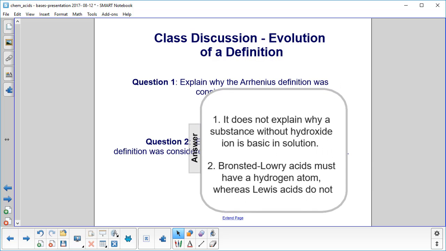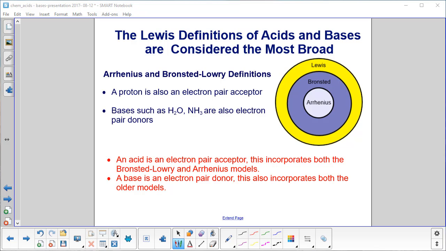The Arrhenius definition does not explain why a substance without a hydroxide ion is basic in solution, so that's why it was limiting. And then Bronsted-Lowry acids must have a hydrogen atom, whereas the Lewis acids do not, so that's the difference there. This is a great picture showing the evolution of the models.